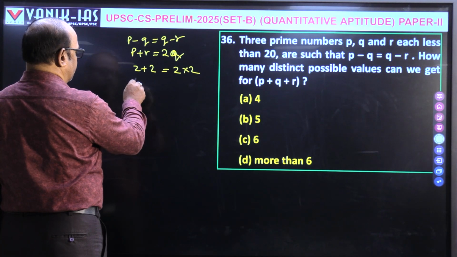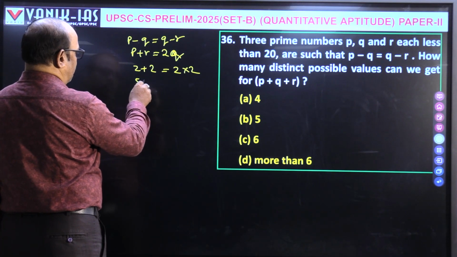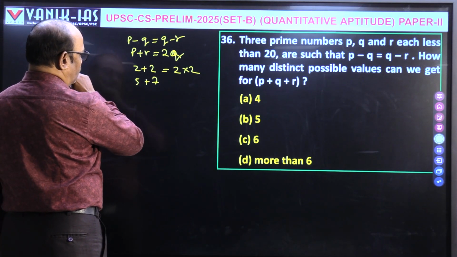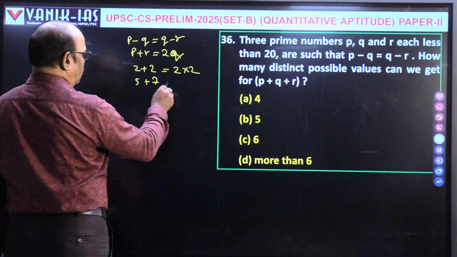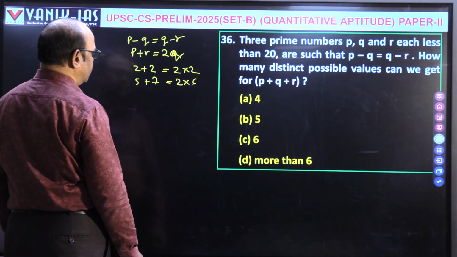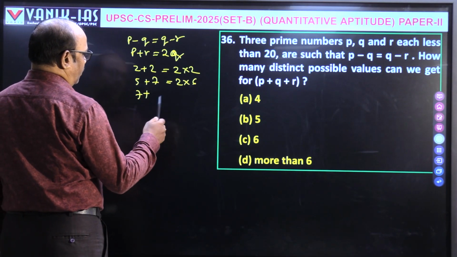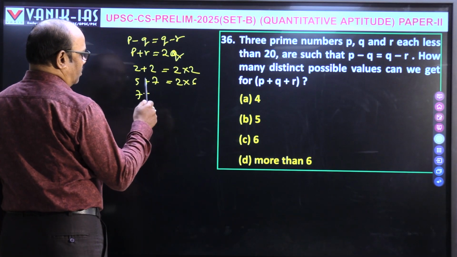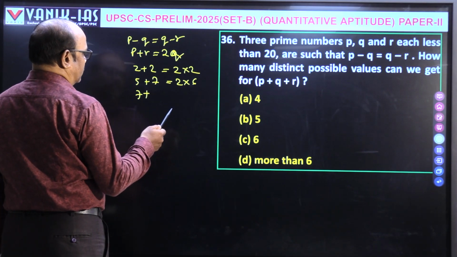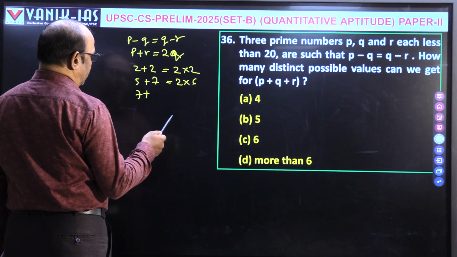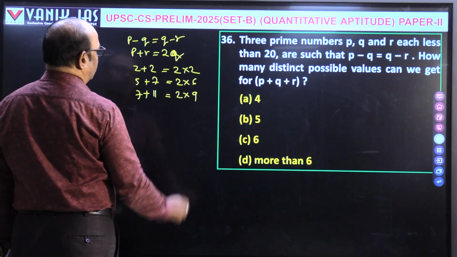Similarly, taking 3 with 5, I'll take 3 plus 5 plus 7, the addition of two primes less than 20 is given. So 5 plus 7 is equal to 12, 2 into 6 I can write down. 2 into 7, 14, not possible. 2 into 8, 16, not possible. 2 into 9, 18, 11 possible, right? 2 into 9 is also possible.